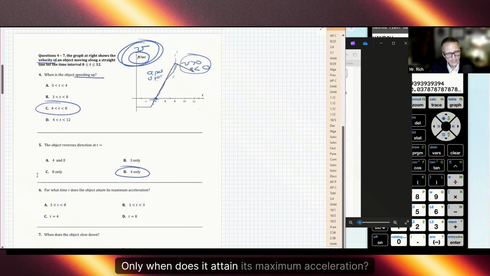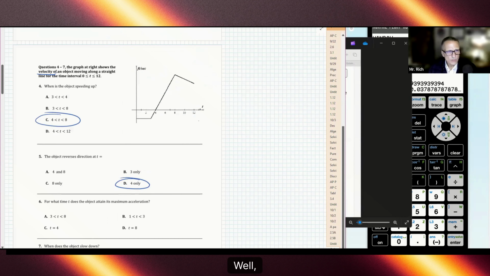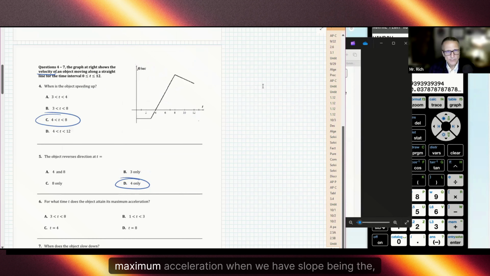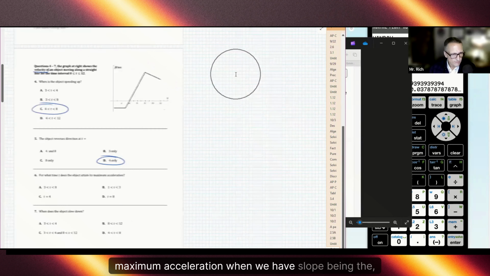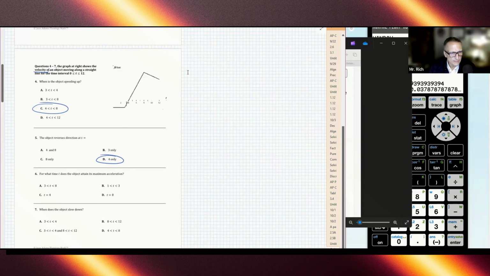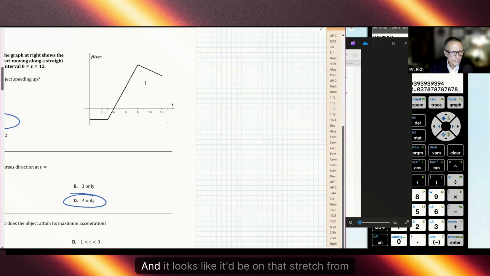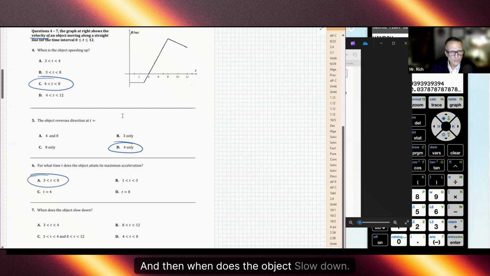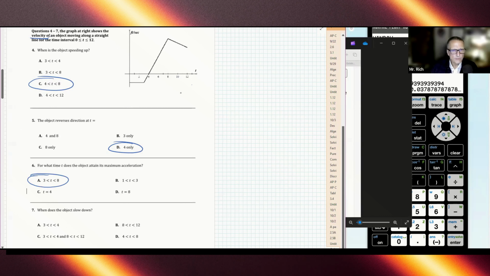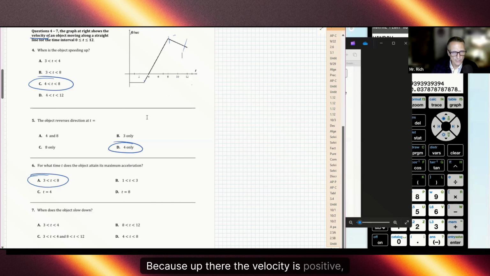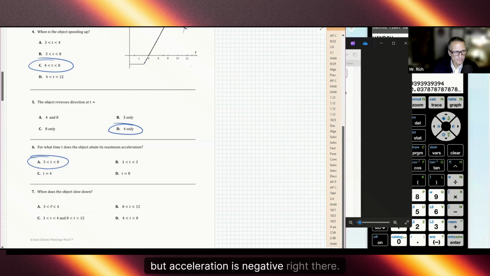When does it attain its maximum acceleration? Well, it's going to attain the maximum acceleration when we have the slope being the highest. And it looks like it'd be on that stretch from 3 to 8. That's when it is going to be the highest acceleration. And then when does the object slow down? We said between 3 and 4, when the acceleration and velocity are opposite signs, but also between 8 and 12, because up there the velocity is positive, but acceleration is negative.